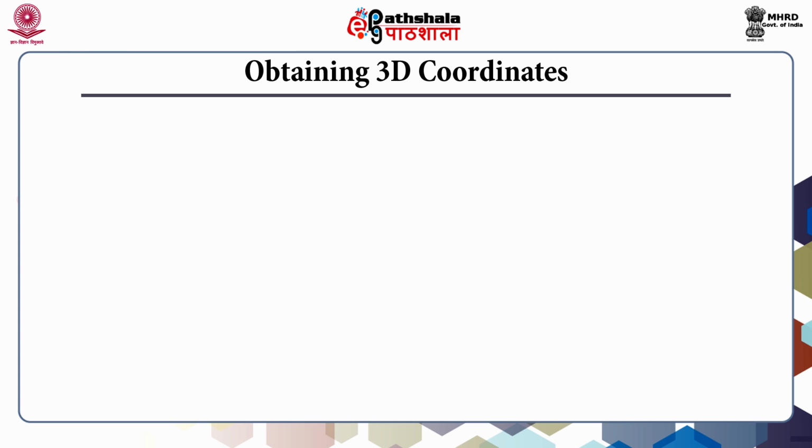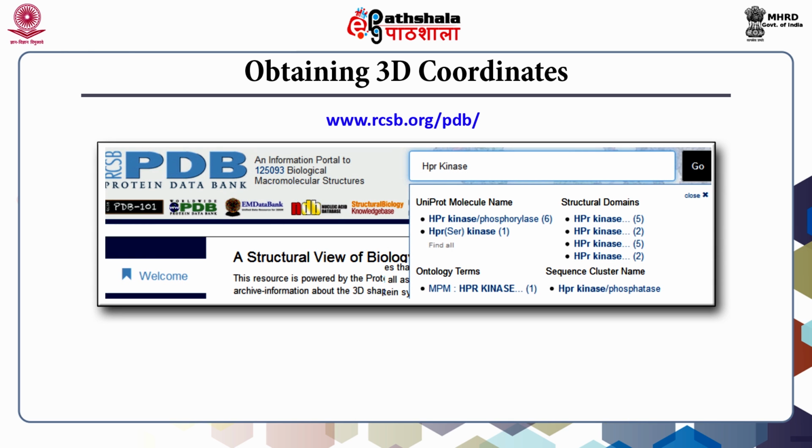To obtain 3D coordinates of HPr kinase and HPr, visit PDB at RCSB and start typing HPr kinase in the search text box. The text box will suggest some recommended names such as UniProt molecule name or ontology terms to guide you in selecting from the suggested names. The first suggestion for UniProt molecule name, that is HPr kinase phosphorylase, matches our requirement. Therefore, simply click on the first suggestion or enter the complete name HPr kinase phosphorylase and click the Go button.